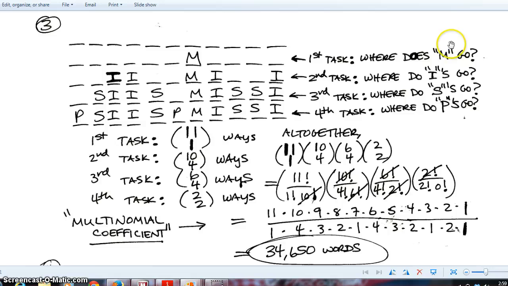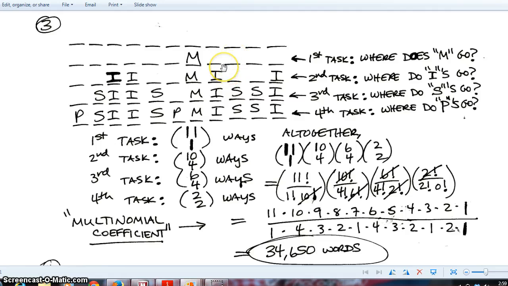Now we can break the task of finding our word into figuring out where the M's go. So write down the M's, write down the I's, write down the S's, write down the P's. How many ways are there to do the M? Well, it's just 1 M, so there's going to be 11 ways. It's actually 11 choose 1.